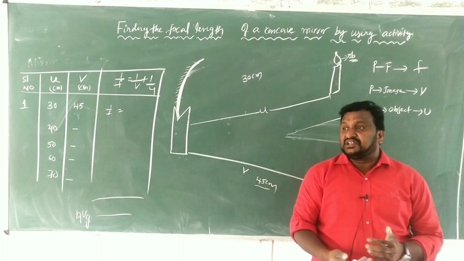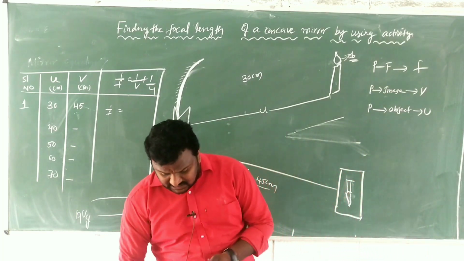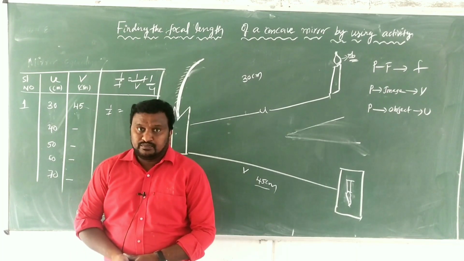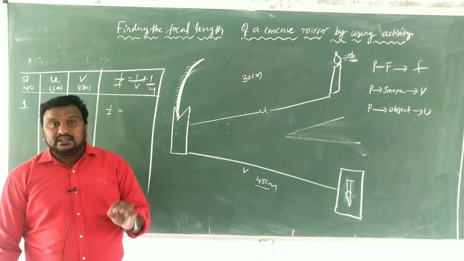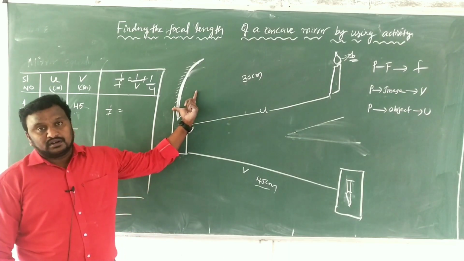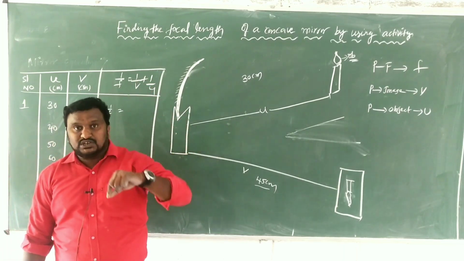I will repeat it once, observe carefully. Very simple experiment and very easy, and very important too from the examination point of view. So first, what should we take? First we have to take the V stand. In that you have to keep a concave mirror. We took the V stand and placed a concave mirror in it.